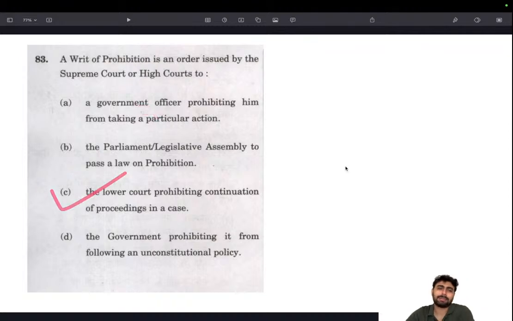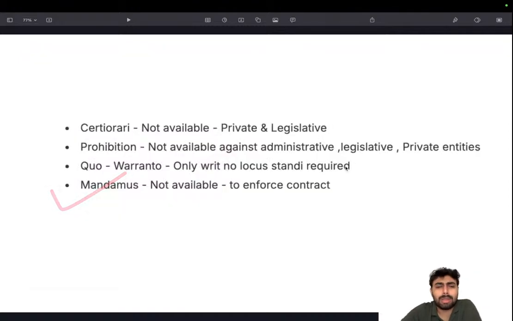So that's it. And a few notes about writs. Certiorari is not available against private and legislative bodies. Prohibition is not available against administrative, legislative and private entities. And quo warranto is the only writ where no locus standi is needed. Like I said, no locus standi means the aggrieved person is not required. Mandamus is not available to enforce a contract. These are the exceptions to these writs, or the crucial facts regarding each writ.